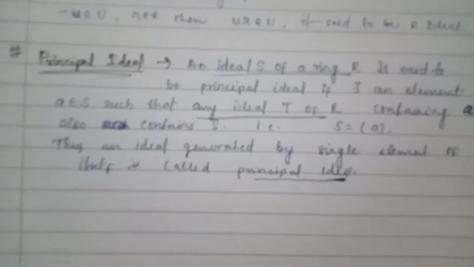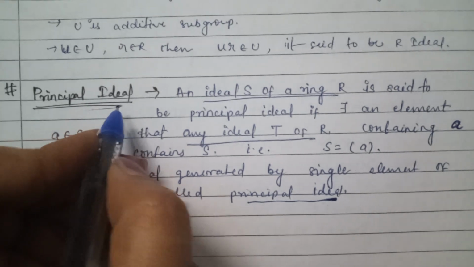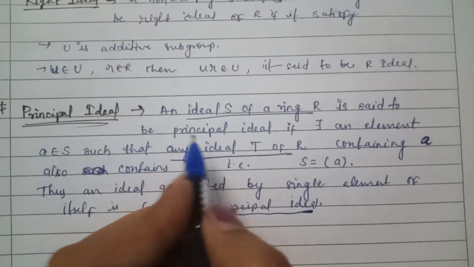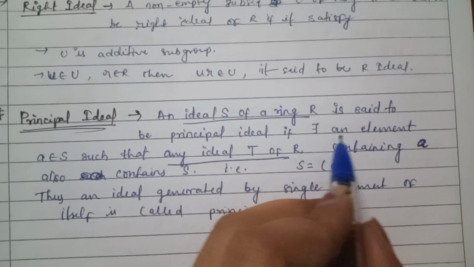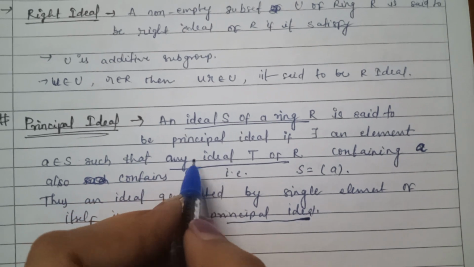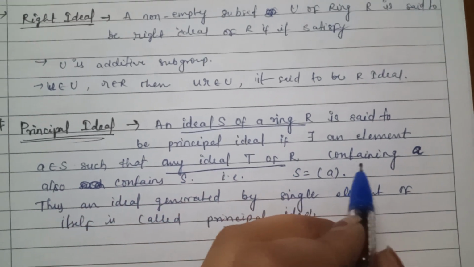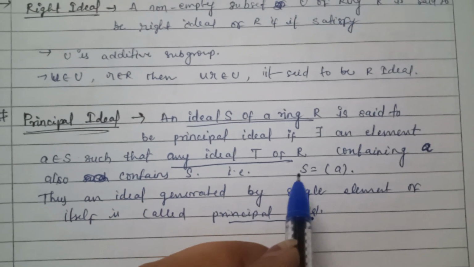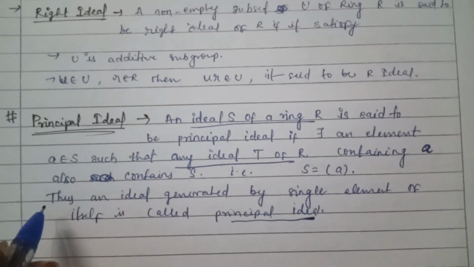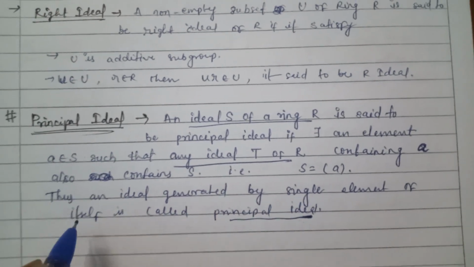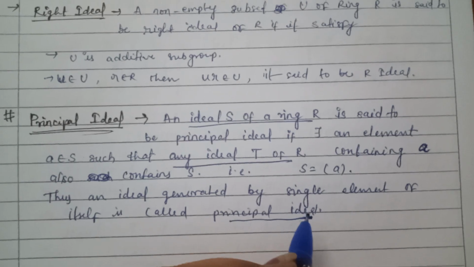Now there is another definition, of principal ideal. An ideal S of ring R is said to be a principal ideal if there exists an element small a belonging to S such that any ideal T of R containing a also contains S, that is, S is equal to (a). Thus an ideal generated by a single element is called a principal ideal.